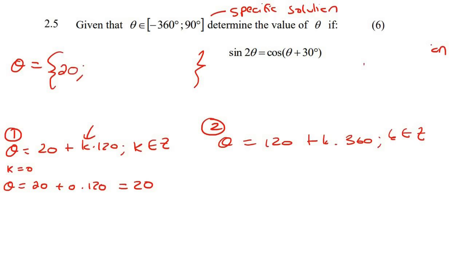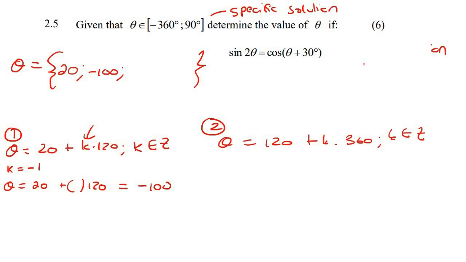Okay, now I just let k equal 1. And what does that give me? 140. Is that inside here? No, it's not. So that's going a little bit too big now. So then I change k equal to -1. And that would be 20 minus 120, which is -100. Yep, that fits. Excellent.